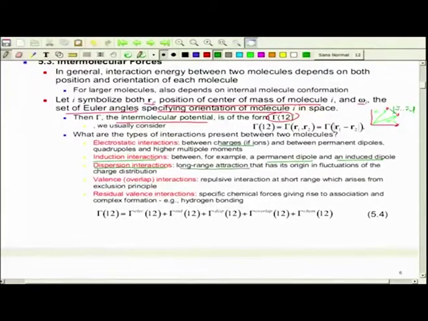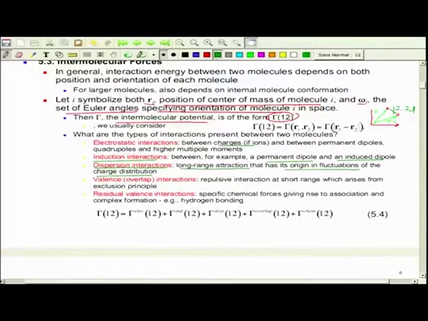This is a long range interaction that has its origin in fluctuations of the charge distribution. Essentially it means that the molecules may be neutral, but even if neutral, due to the fluctuations of the electronic cloud, it can have dispersion interaction. That is what we are going to understand shortly.